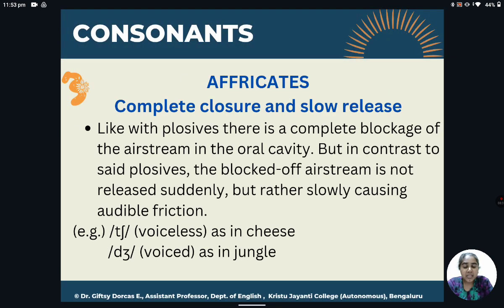Next, we have the affricates, wherein there is complete closure and slow release. So we see there is a blockage of the airstream in the oral cavity, and then there is a slow release of air. But this also causes an audible friction. So the sound ch as in cheese, which is a voiceless sound, then j as in jungle. So you have the ch sound and the j sound, which are affricates.